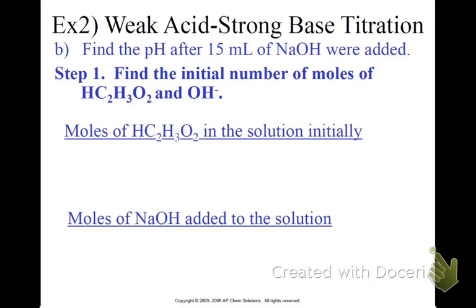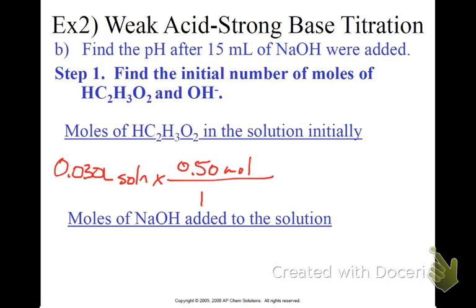So now let's see what the pH will be after we add 15 milliliters of our strong base, the sodium hydroxide. Same initial step as a strong acid, strong base. We're going to find the number of moles of acetic acid and the moles of sodium hydroxide that are in the solution at this point. So the moles of acetic acid: we had 0.030 liters of the solution, and there's 0.5 moles for every 1 liter.